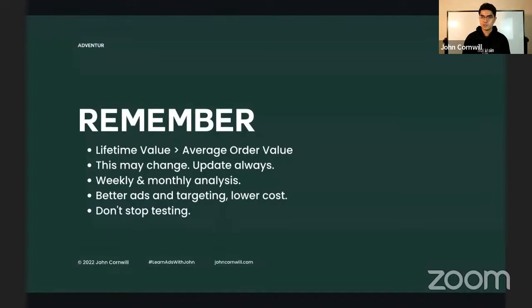Now, another thing is better ads and targeting, of course, lower cost. Pag mas maganda yung ads mo, mas nakaka-help sa user experience, so that will get lower cost. And then, again, another thing that I always repeat, don't stop testing. Ibig sabihin, yung nag-work ngayon ay hindi mag-work forever. Okay, don't stop testing.